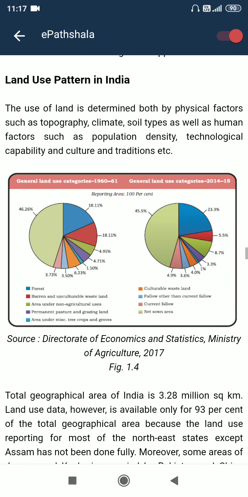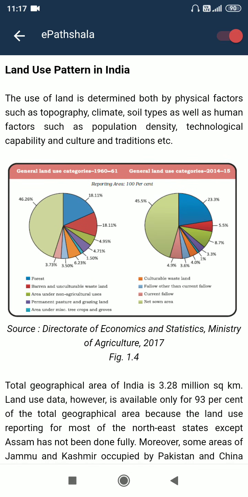Land use pattern in India. The use of land is determined both by physical factors such as topography, climate, soil type, as well as human factors such as population density, technological capability, and culture and tradition, etc.